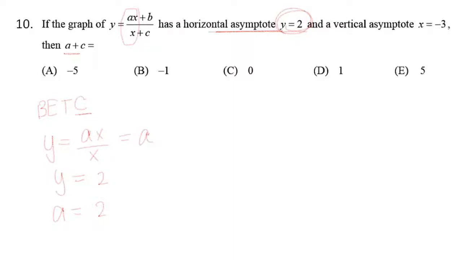And now let's look at the vertical asymptote, which is -3. For my vertical asymptote, that comes from setting the denominator equal to 0 and solving for x. So notice x equals -c, but we also know that x is equal to -3. So from this we can say c has to be 3. So here c is 3, a is 2, so the sum of a and c would have to be 5.